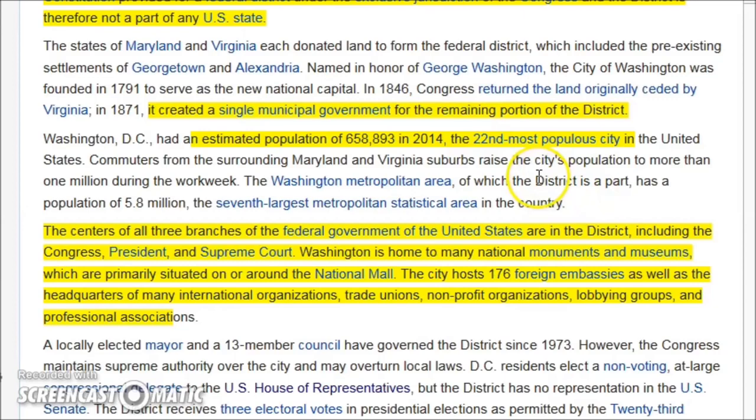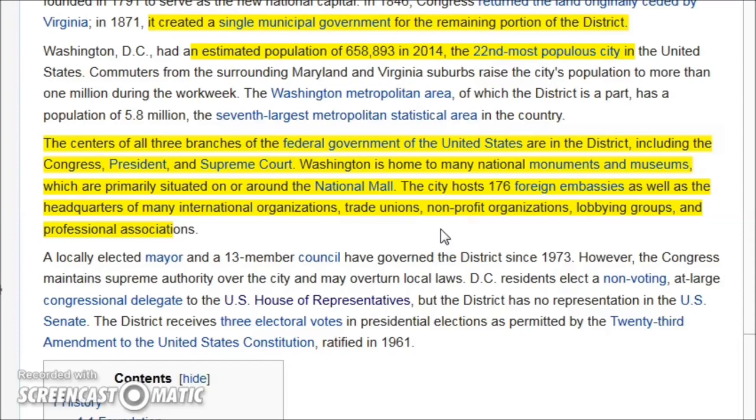The centers for all three branches of federal government in the United States are in the district, and they rule our lives, collect from the IRS and whatnot, including the Congress, the President, and the Supreme Court. Now, if the Congress is the only one overseeing and they are in the District of Columbia in Washington, that means they're not a part of the United States of America, small u, small n-i-t-e-d, United States, and I'll get into that in a minute.